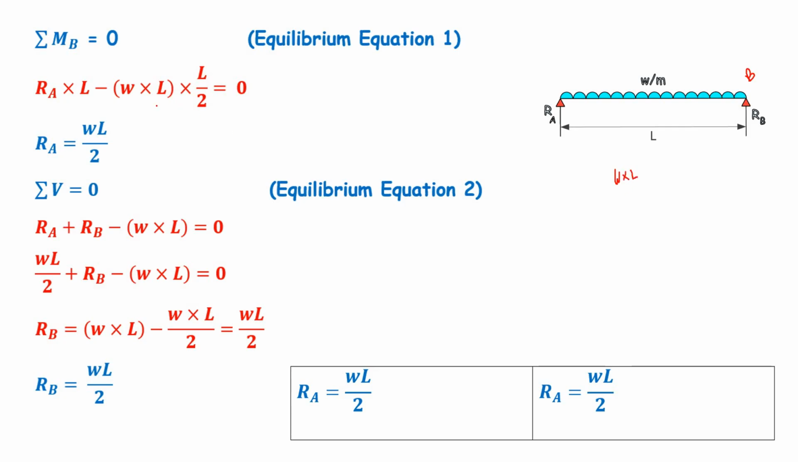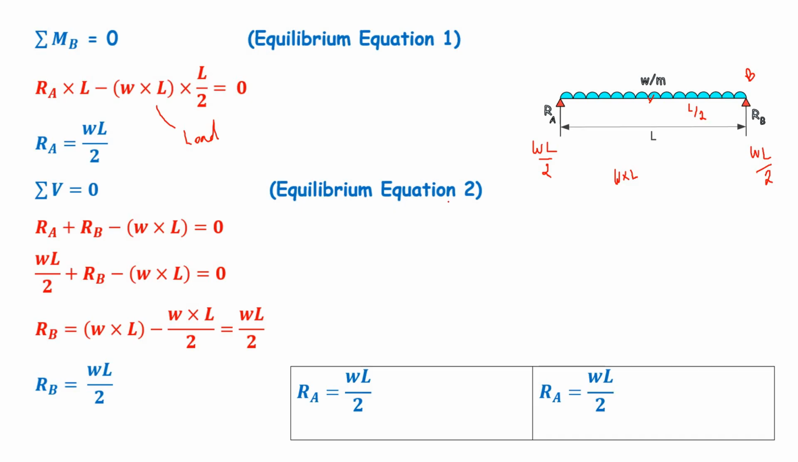L, where W into L is the total load. So this represents the loading, and L by 2 is the lever arm distance, because the centroid of the whole loading is at the center, at a distance L by 2 from the point B. Using this, we will calculate the value of RA, which is equal to WL by 2. Now, because of symmetric loading, you will be getting RB equal to WL by 2.